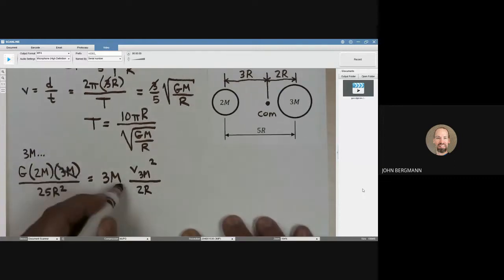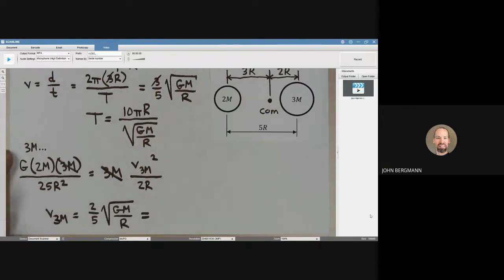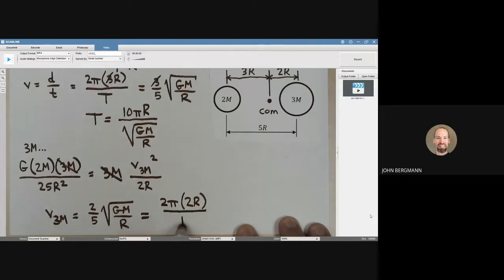Again, we can cancel a few things here. When we solve this, we get the velocity of 3m. That turns out to be 2/5 square root of GM over r. That velocity of 3m is equal to what? Well, it's equal to the distance that 3m travels once around, which is, you ready for this? 2 pi times its r, which the r of its motion we've said is 2r, divided by its time.